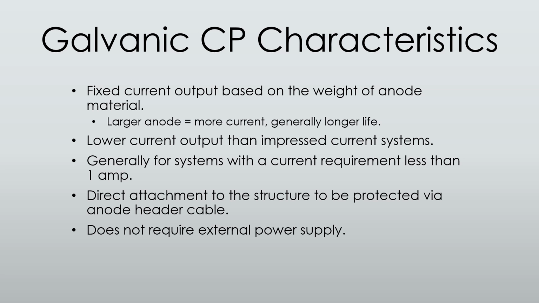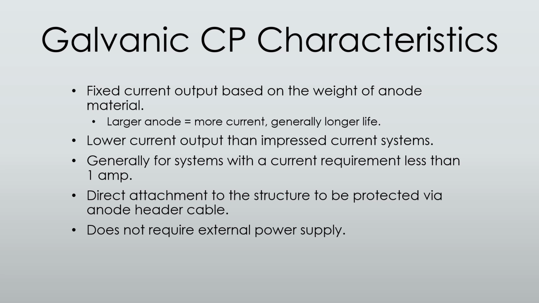So the current requirement is the current needed to sufficiently polarize the system to meet criteria that we have determined, 100 millivolt or negative 850. So for galvanic systems, a relatively low current requirement, less than 1 amp, is all we can practically achieve.